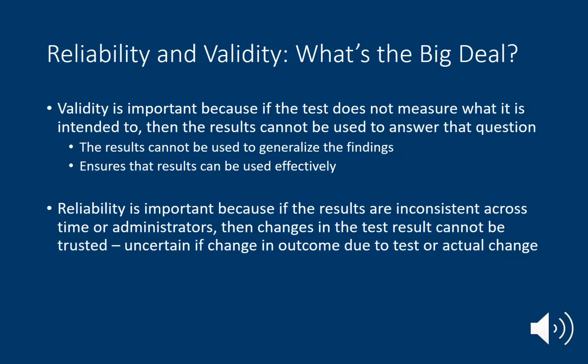Reliability then is important because if the results are consistent across groups, times, administrators, then changes in that test can be trusted. But if they're inconsistent, we don't know if the change in outcome is due to the test or due to actual change. So for example, if myself and a colleague both measure visual acuity with an instrument, and I get one measure and my colleague gets another using the same test, it's unclear whether or not there was actually a change in acuity or if the test is not reliable.